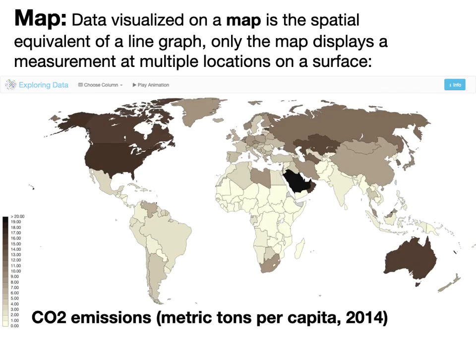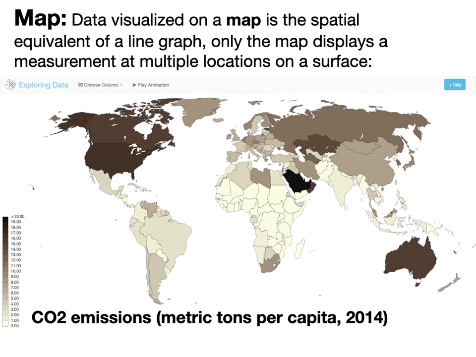Okay, the last type of graph that we are going to look at in this lecture is a map. A map is the spatial equivalent of a line graph. Instead of plotting the relationship between some variable and time, in a map we're plotting the relationship between some variable and space. Okay, so I have a couple of quick examples.